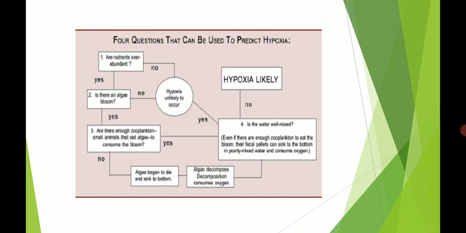Is there an algae bloom? Are there enough zooplankton, small animals that eat algae, to consume the blooms? Then the algae begin to die and sink to the bottom. Then the algae decomposition consumes the oxygen. Is hypoxia likely? No, or here: is the water well mixed? Even if there are enough zooplankton to eat the bloom, their fecal pellets can sink to the bottom in poorly mixed water and consume the oxygen.